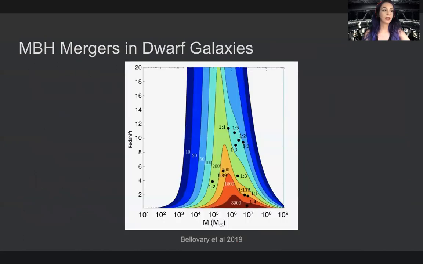Taken from Bellovary 2019, this plot shows 11 different binary black hole merger events in dwarf galaxies from the cosmological simulations mentioned earlier. On the y-axis is redshift, and the x-axis is total mass in solar masses. Black points show these merger events as a function of redshift and the combined black hole mass. Near each black point is the mass ratio of each merger. Rainbow contours with smaller numbers represent the signal-to-noise ratio with which LISA will detect such mergers. Red is most detectable, with blue being the least detectable. I have used this information to calculate delay times for each merger.